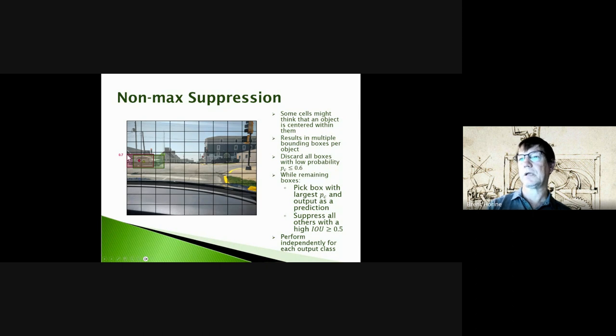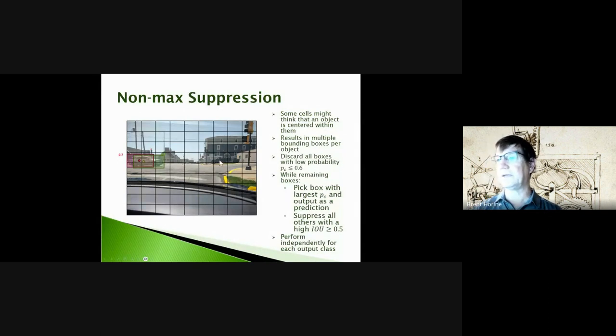So we're going to get rid of this red one or pink one or whatever that is, because it overlaps quite a bit. And so it has a high IOU, and we're going to discard that. Since we picked the highest probability one, we're going to retain this one, and we'll discard that one. But we won't discard these guys, because they're not overlapping enough to suppress, right? Then we'll go through and maybe look at the next highest probability box and work our way through all the boxes, right?